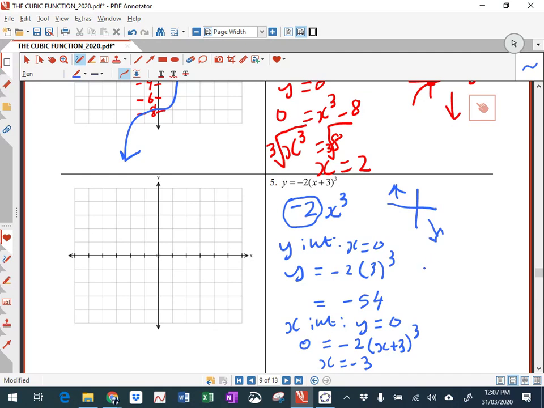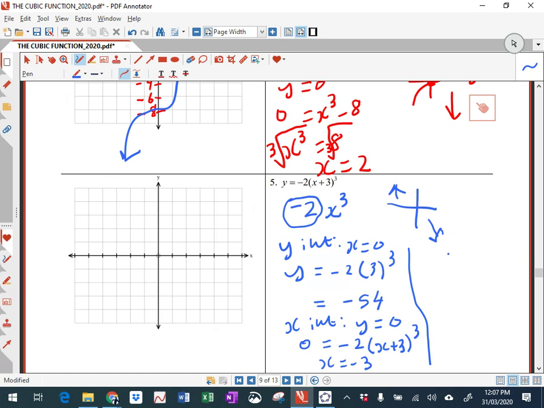So to continue the solution process, you would divide both sides by negative 2. That would give you 0 on the left-hand side and x plus 3 cubed on the right-hand side. Cube root both sides and then subtract 3, and you'll still get negative 3. Okay, now, more importantly, what is this going to look like?